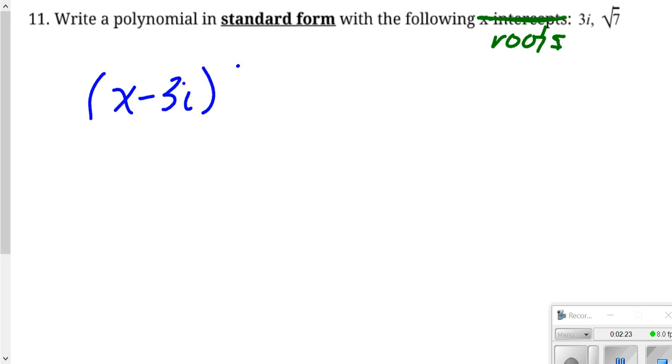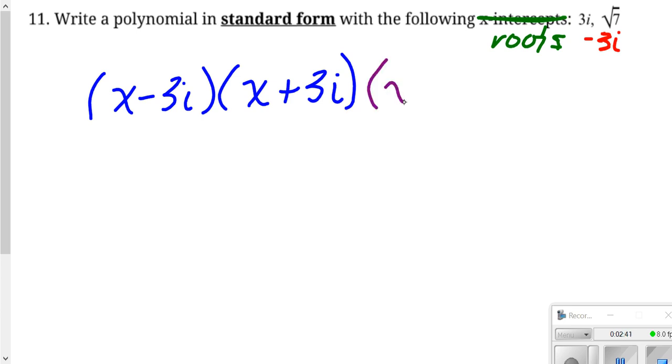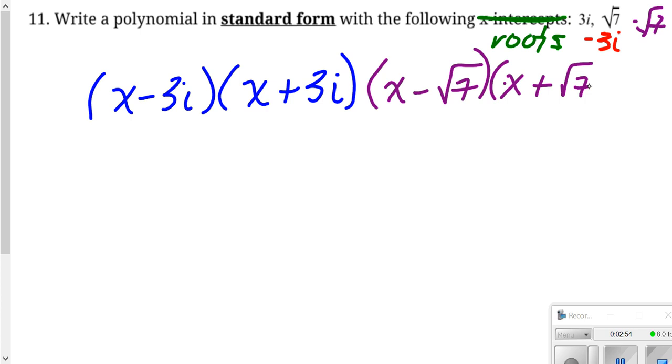Complex solutions come in pairs. So if we have 3i as a solution, guess what? We also have negative 3i as a solution. And if negative 3i is a solution, then I could write the factor x plus 3i. The square root of 7 has the same attribute. So if square root of 7 is a solution, this is a factor. But I also then know that negative root 7 would be a solution, which would give me this factor.